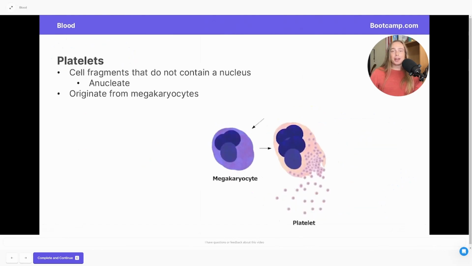Platelets, which are also known as thrombocytes, are cell fragments that do not contain a nucleus, and because of this, they're known as being anucleate. Platelets originate from cells known as megakaryocytes. These megakaryocytes are quite large cells, as you can see, and they're found within the bone marrow. They essentially cut off small pieces of themselves, and these small pieces end up becoming platelets. The platelets can then enter the bloodstream and be involved with the clotting cascade.